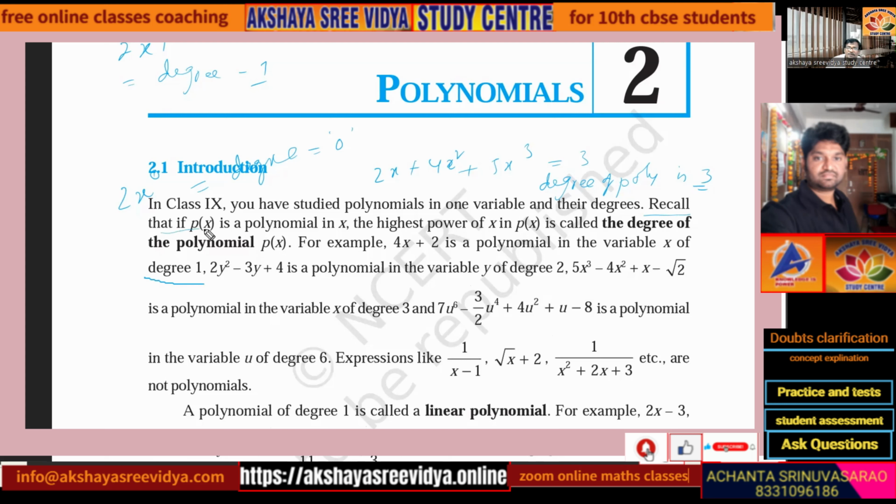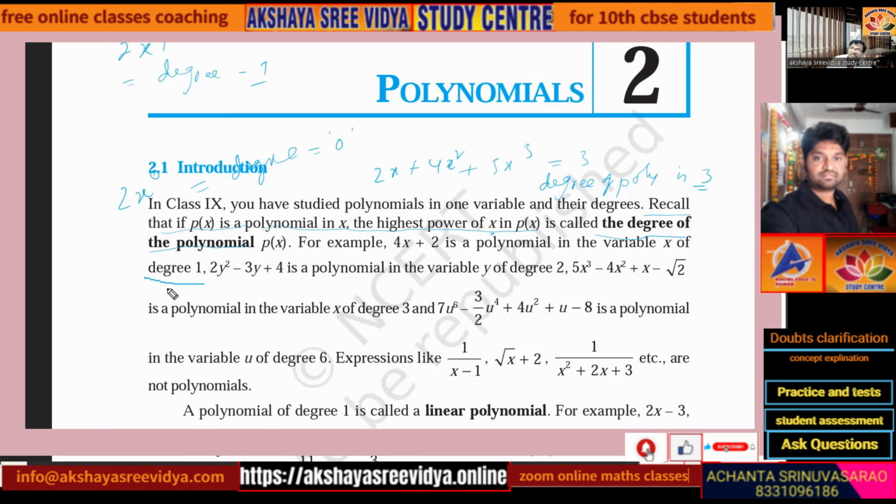Recall that p of x is a polynomial in x. P of x is the polynomial only for x. The highest power of x is called the degree of the polynomial. 4x plus 2.